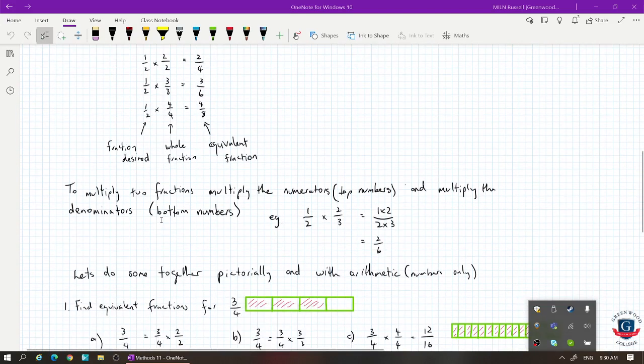A quick reminder that if we're going to multiply two fractions together, we have to multiply the numerators and the denominators. It's unlike addition, where we only add the numerators. When we're multiplying, we multiply both.